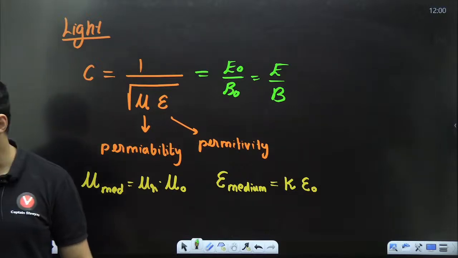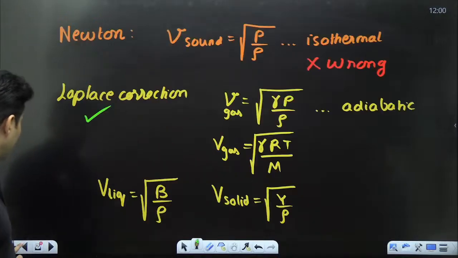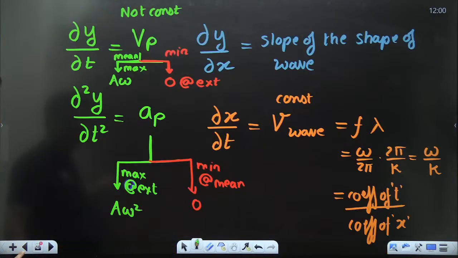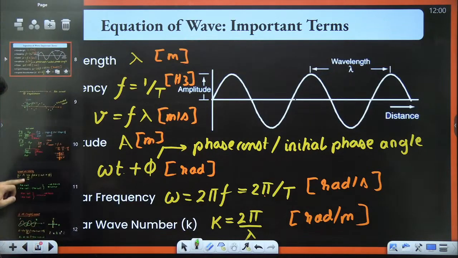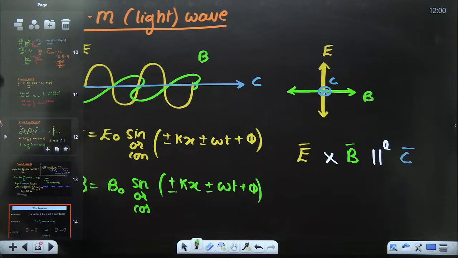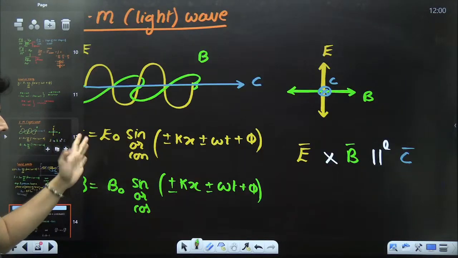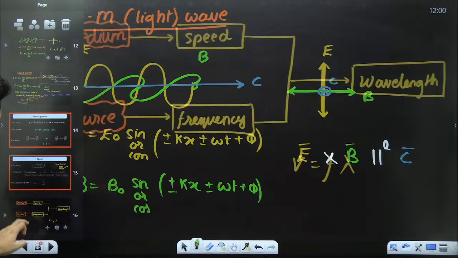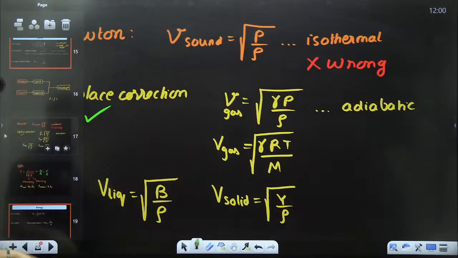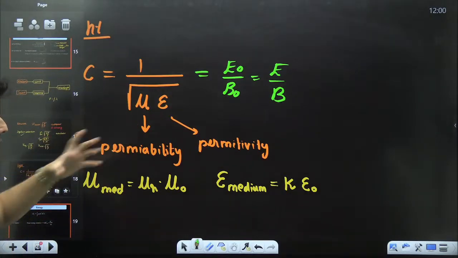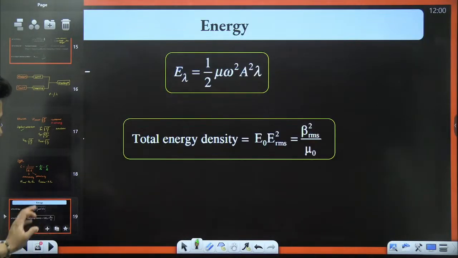Cool till this point. Shall we go ahead? Great. Perfect. So till now we have covered the speed, we have covered the wave equation, the different parameters of a wave, right? We have also seen the wave on a string equation, light wave equation, sound wave equation, pressure and displacement relationship, how electric field and magnetic field are related to each other. Also the flow chart for deciding the wavelength, Newton's and Laplace corrections, light wave speed equation with permittivity and permeability. Let's go to energy now and intensity.